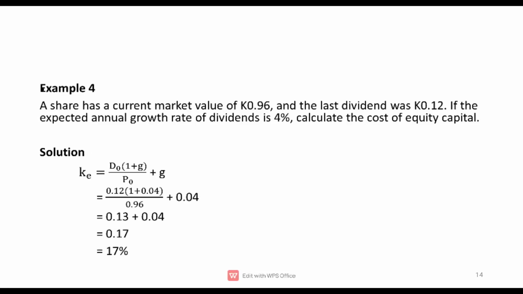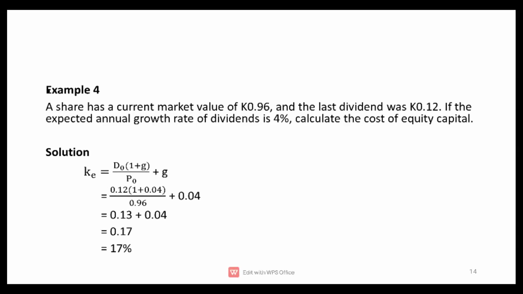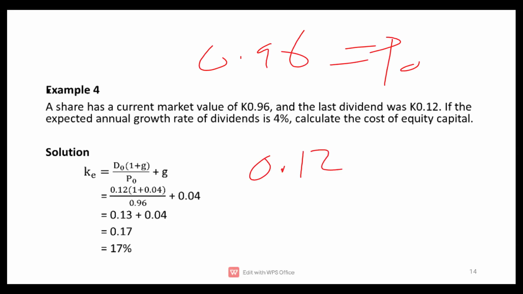Example number 4 will do better. I think we need example number 4 so that you see the differences. A share has a current market price of 0.96. This is the price of a share. And the last dividends were 0.12. They were expected to grow at 4%. What is the cost of equity?